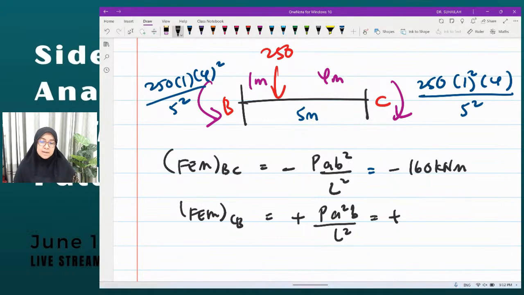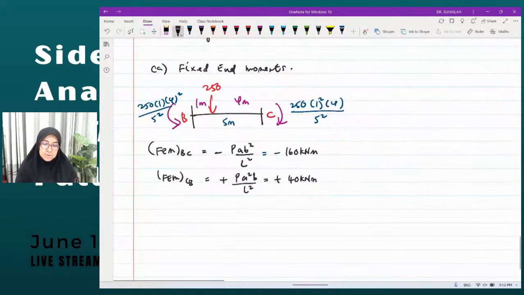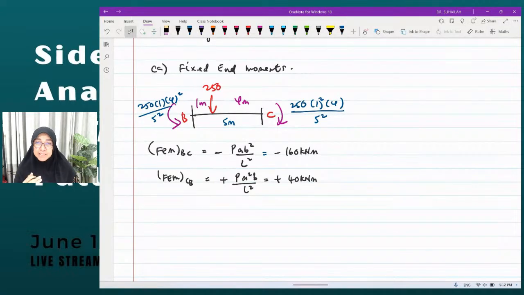Okay, next one. 250 times 1 squared times 4 divided by 25. It is 250 times 4 divided by 25. 250 times 4, 1000. 1000 divided by 25, 40. So this is 40. Okay, so this is the fixed end moment for BC.